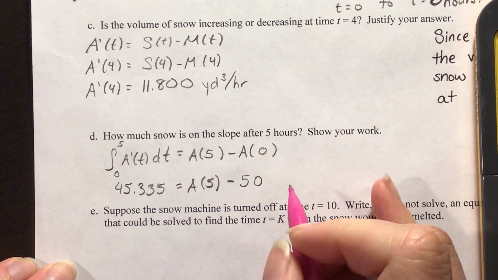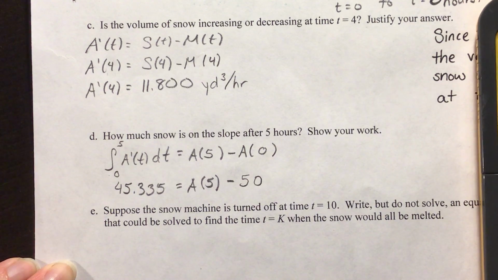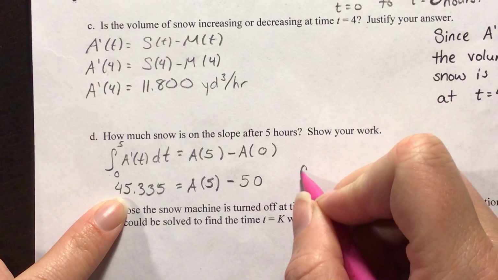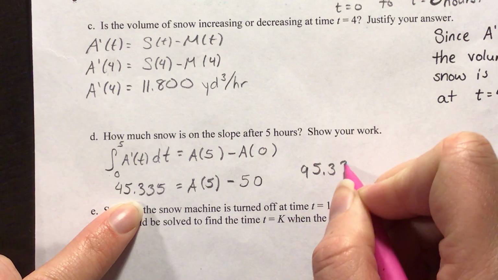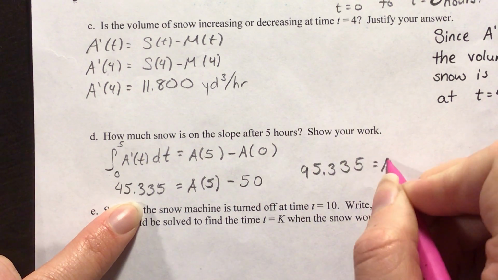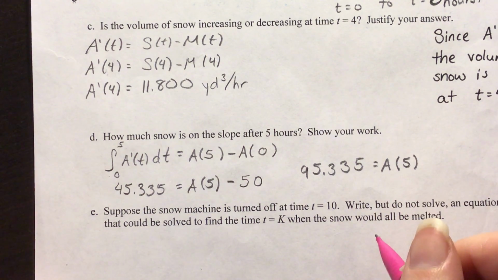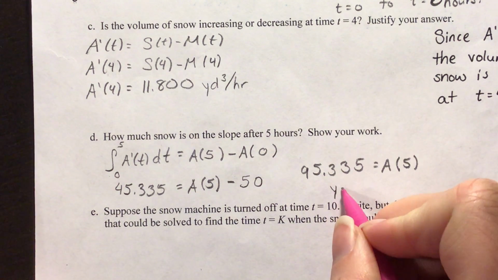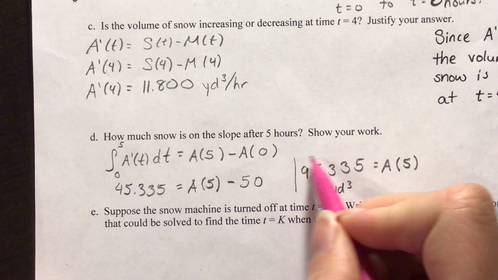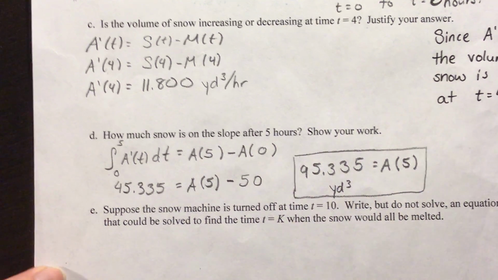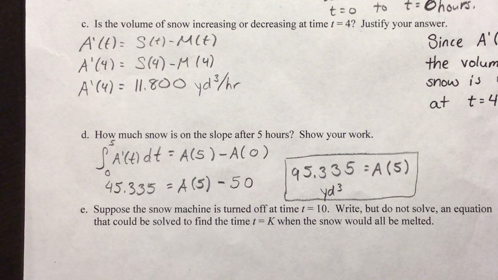Looks like we can add 50 to both sides. Oh, way easier than I made it. 95.335 equals A of 5. And if A prime was yards cubed per hour, this is just going to be yards cubed. It does not tell us to justify, so we will not, because if we justify incorrectly, then we get points taken off, and nobody needs that.